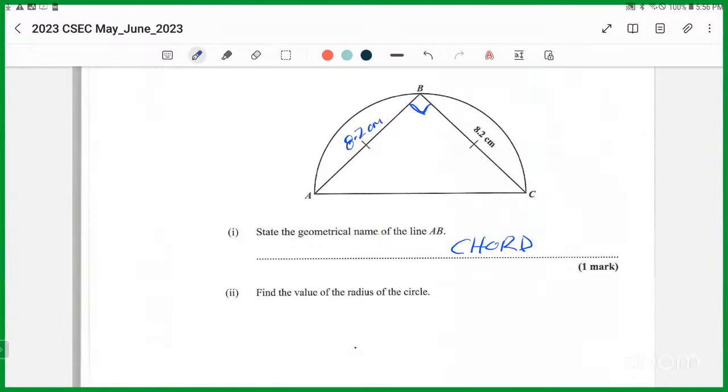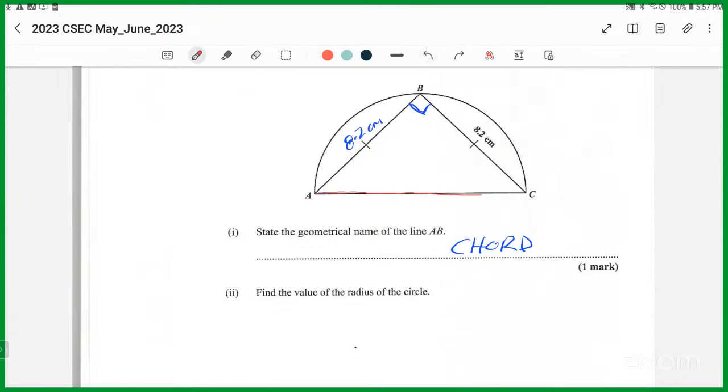It says, find the value of the radius of the circle. So the radius is the distance from the center to the circumference. Any way you want to find it is good. You need the distance from the center to the circumference. You can find this length here if you want. This will be a right angle triangle, this would be a radius and this would be a radius.